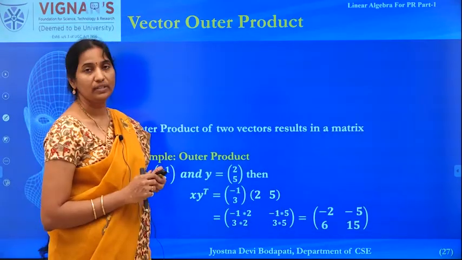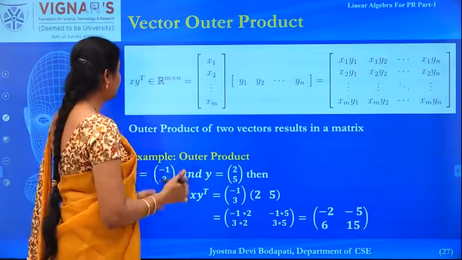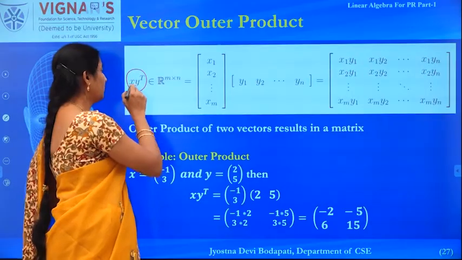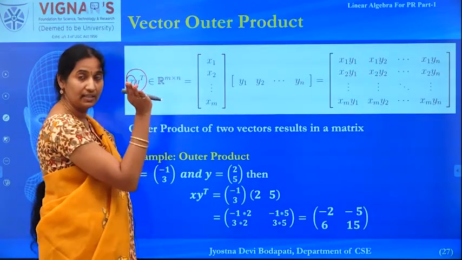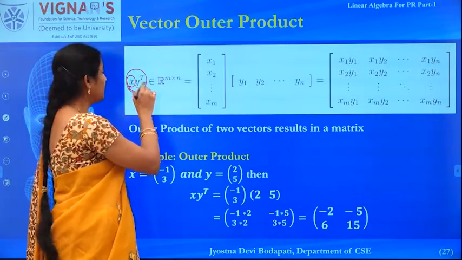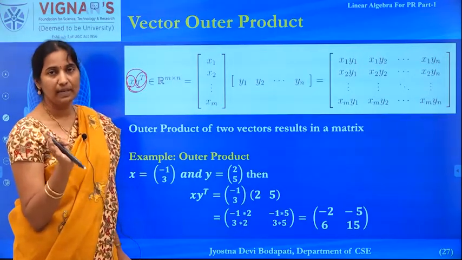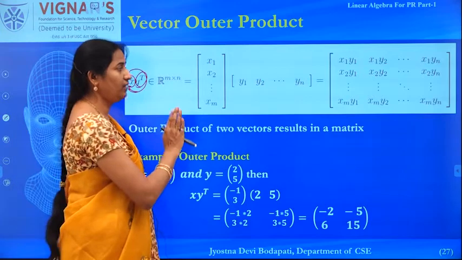Now let us see what the outer product is. In this case x and y are two vectors again, but instead of taking the transpose of x as in the case of the inner product, we will be taking the transpose of y and then multiplying, similar to how we multiply matrices. The same way we apply here.